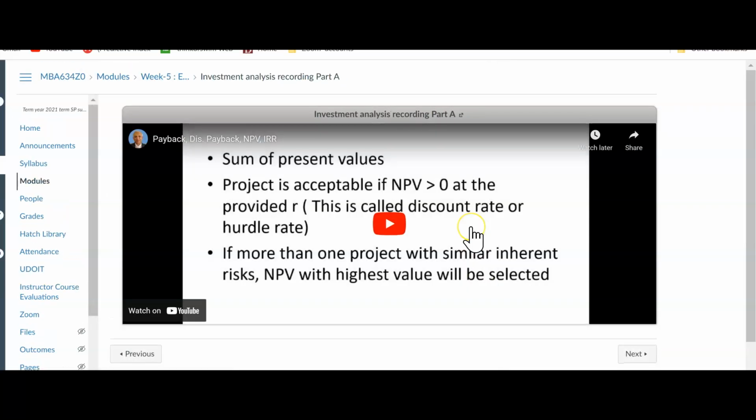I mentioned you're going to get into NPV and IRR. There is material in the book.